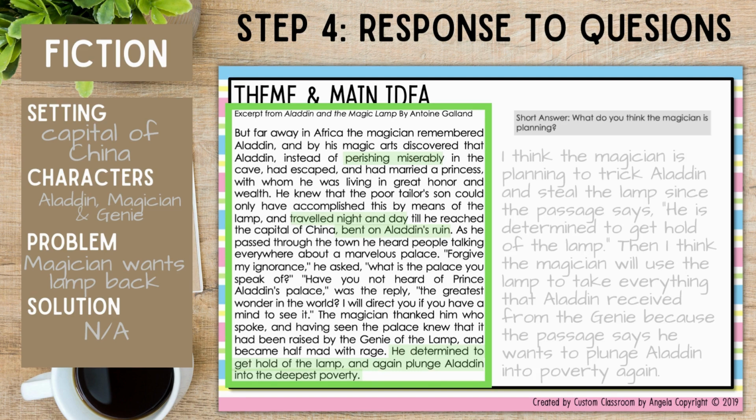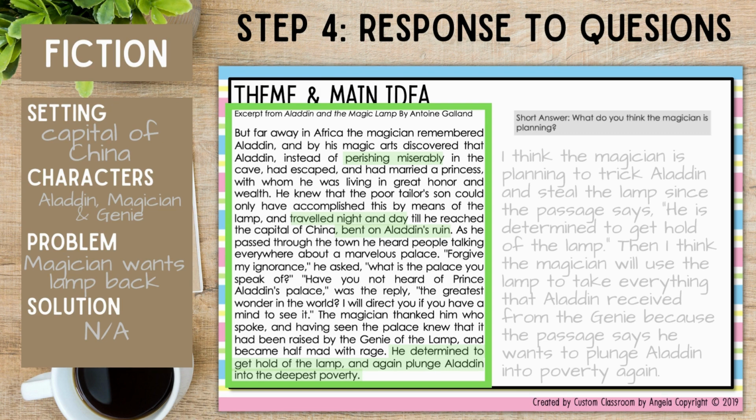So if we look back in the passage, we can see that the magician had hoped Aladdin perished miserably. He travels day and night trying to get to him so he can ruin him. And at the end, it says he is determined to get a hold of the lamp and again plunge Aladdin into deepest poverty. So here is a possible answer using these clues to answer this question.